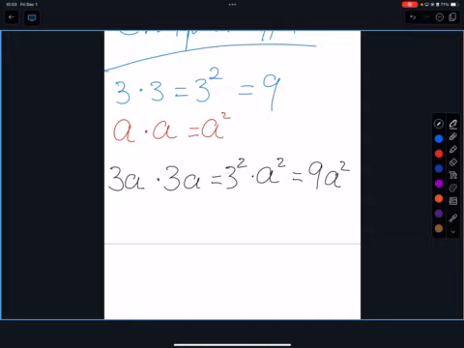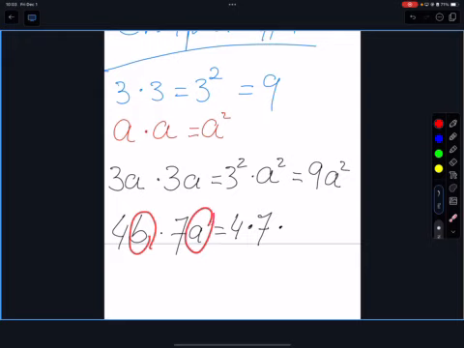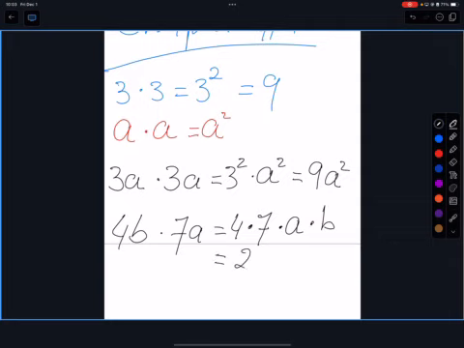But what if it changes? For 4B multiplied by 7A. Numbers get multiplied with numbers. So you have 4 times 7 multiplied by B, or A times B. And A multiplied by B is AB. What do you get? 28AB.